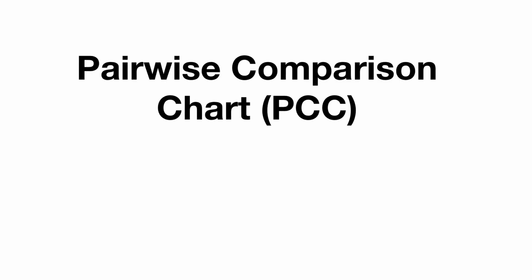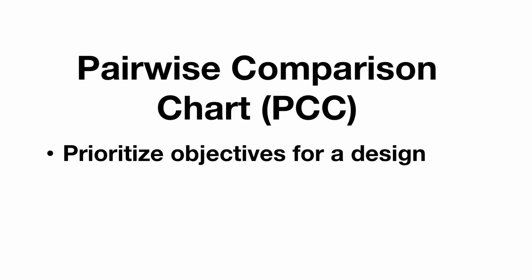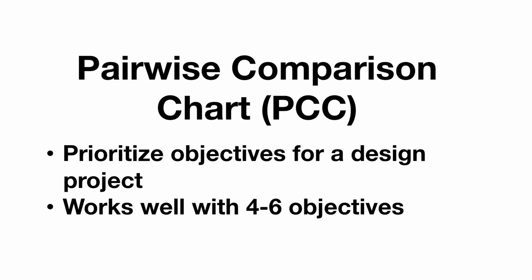We need a tool to rank, order, or identify which ones we should focus on and let the other ones matter less. As engineers, we have a tool called a pairwise comparison chart, or a PCC. The purpose of a PCC is to help prioritize or rank the desired objectives for a design project. PCC charts work particularly well when you have 4 to 6 objectives. If you end up with 8 or 10 objectives, you might consider going back to the client or the users and really talking with them. But if you can narrow your list down to 4 to 6 objectives, you're going to be able to use a pairwise comparison chart to rank and prioritize your objectives in order to move forward with your design.